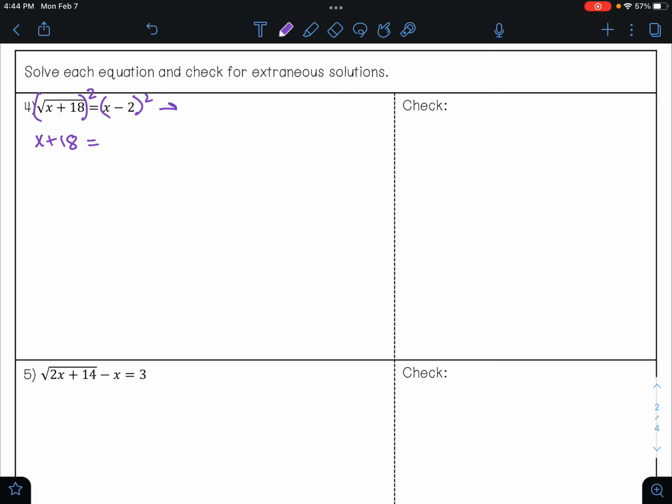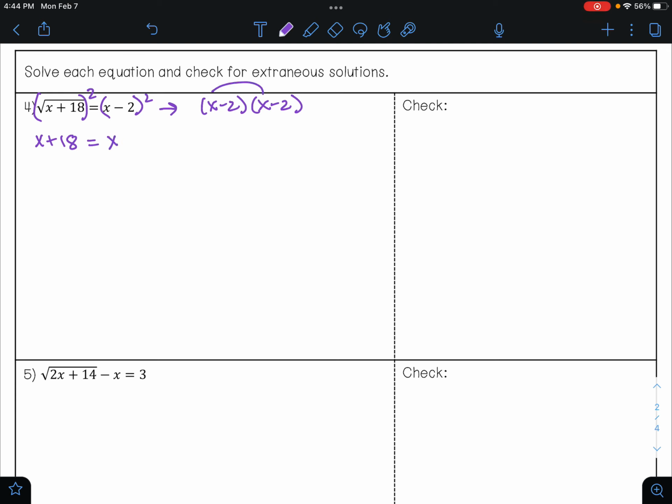Over here, I have a binomial that is being squared. So that means that I have x minus 2 times x minus 2. You can multiply these binomials using your favorite method, whether it's the area model, FOIL, distributive property, whichever method you prefer. I'm going to use a distributive property.